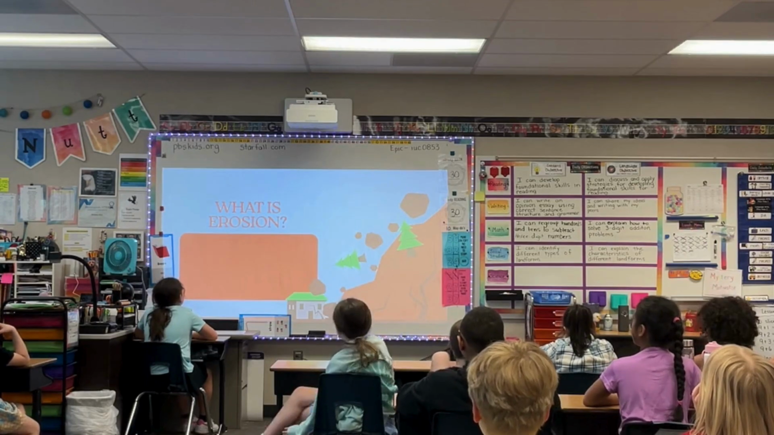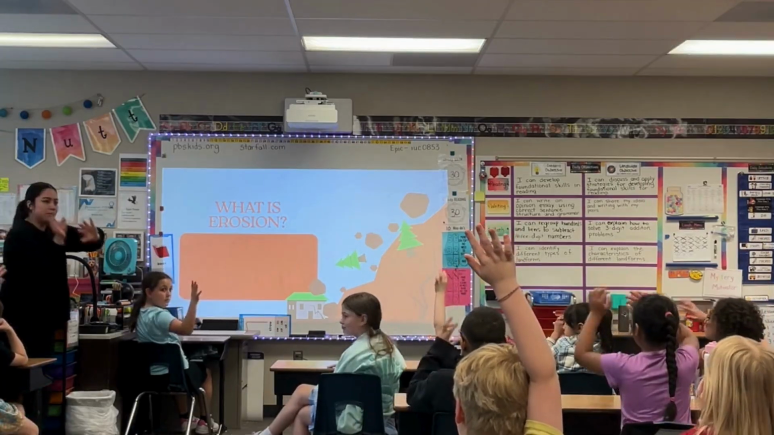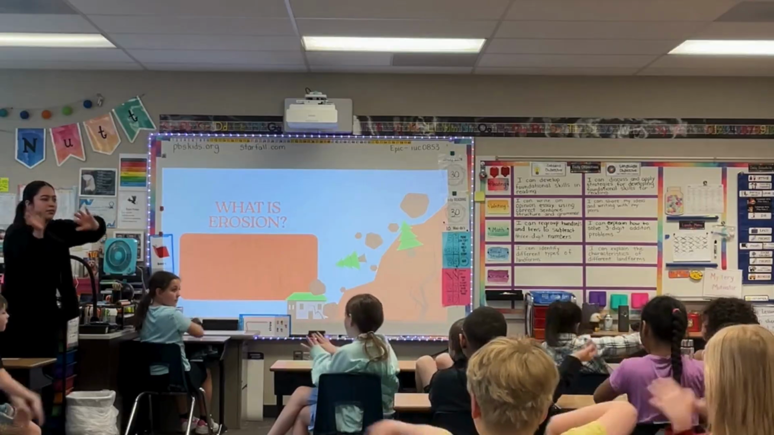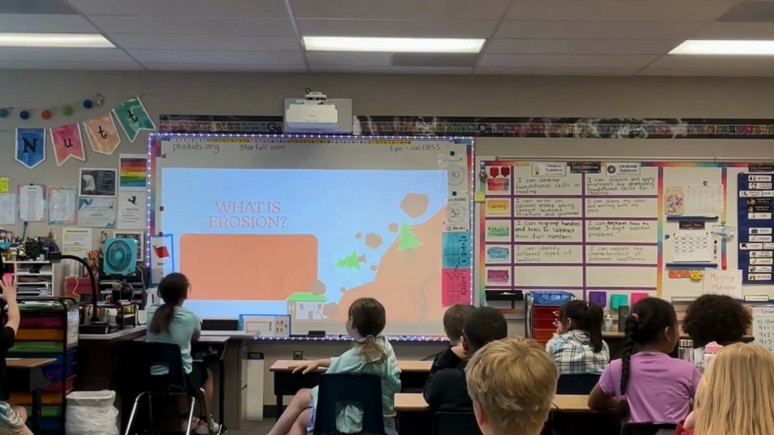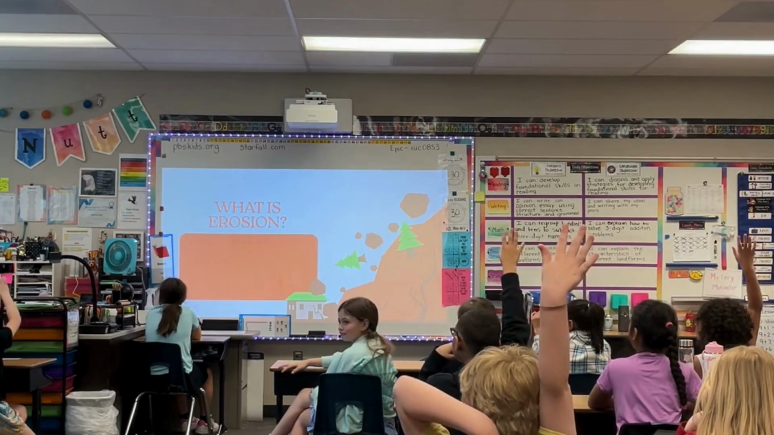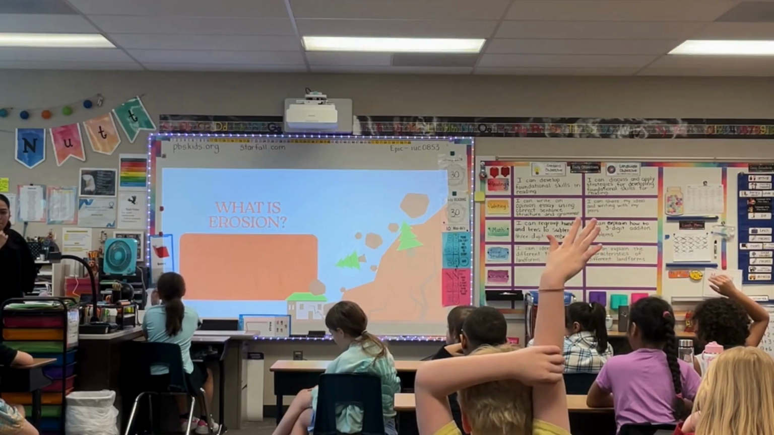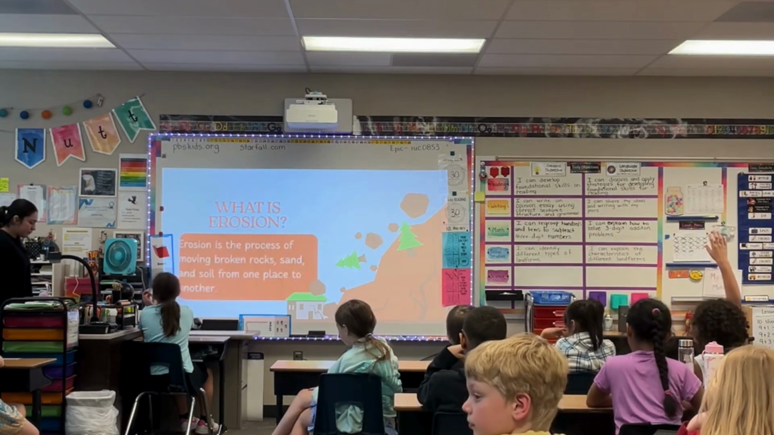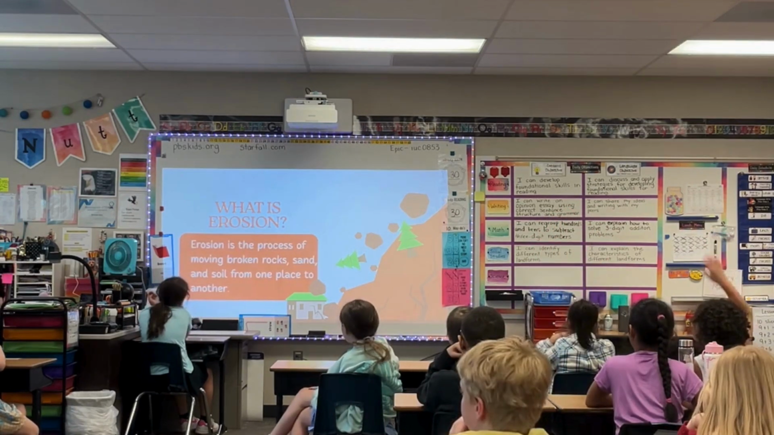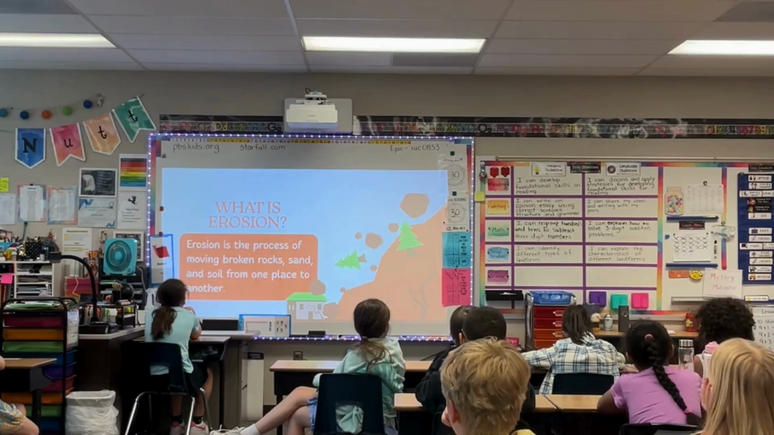What is erosion? Someone show me our sign for erosion. Everyone show me. And what is that? What is erosion? Brooks? Erosion can be big rocks rolling down a hill. Erosion is the process of moving broken rocks, sand, and soil from one place to another.